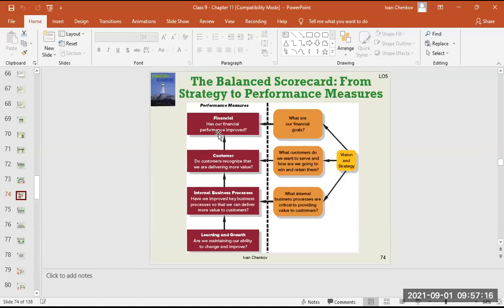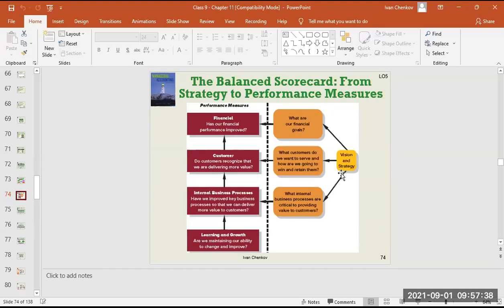The financial perspective is how the company performed on the financial side. What's the financial goal? The financial goal is going to come from the mission and vision of the company, which is aligned with the long-term goals of the company, which will be 5-10 years.